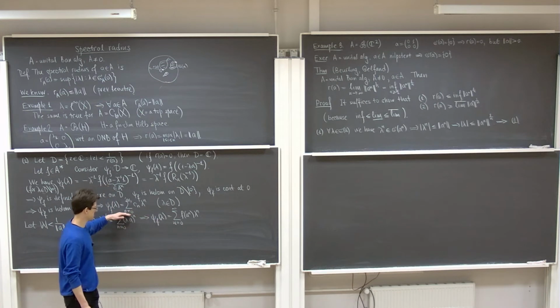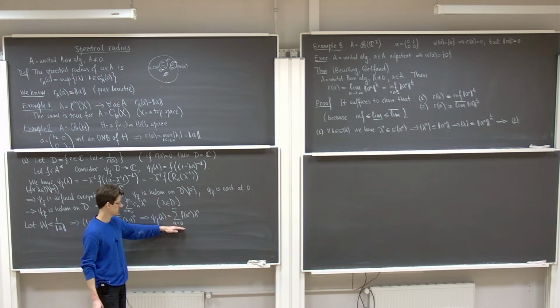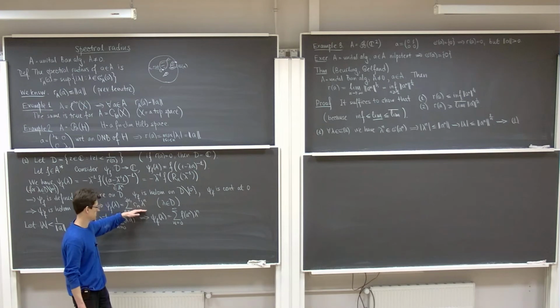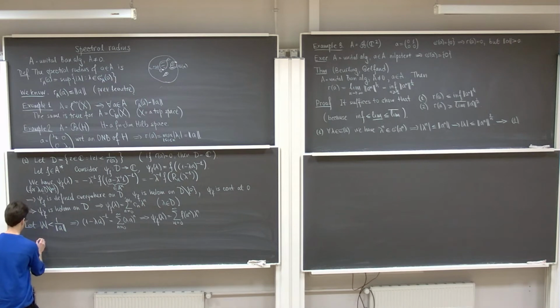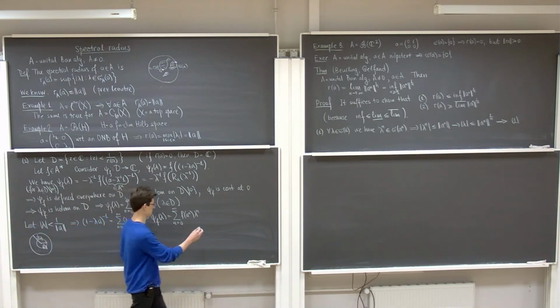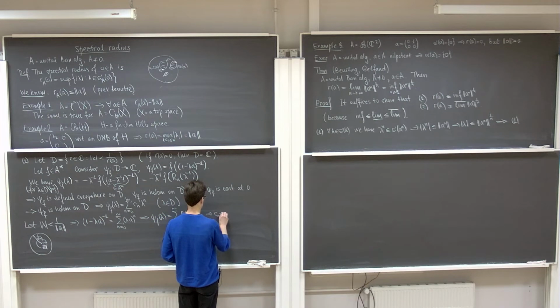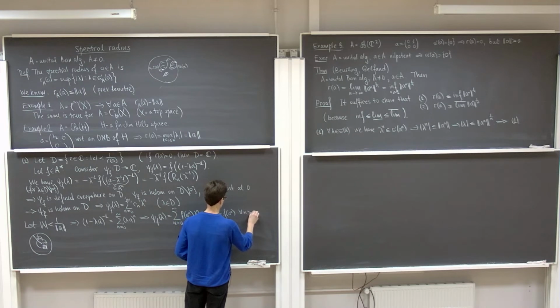Now we compare this and this. So this decomposition holds on the smaller disk. This one holds on the bigger disk. But if we compare them on the smaller disk, let me draw the picture. This is the disk of radius 1 over the norm of A. And this is the disk of radius 1 over R of A. So we compare them in the smaller disk, and we conclude that Cn is exactly f applied to A to the power n for all n.